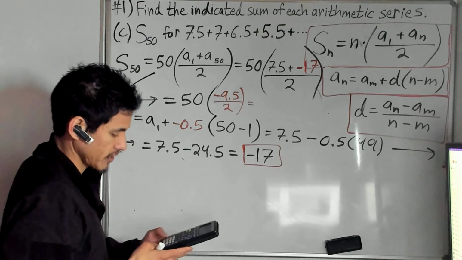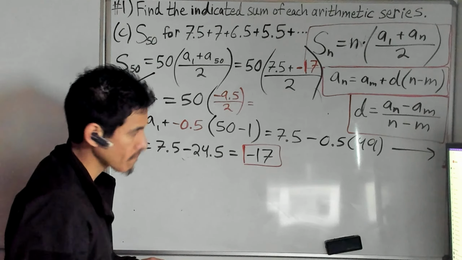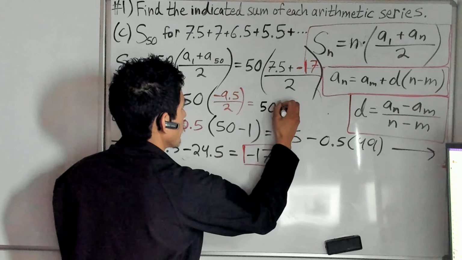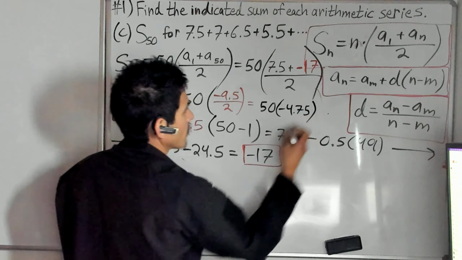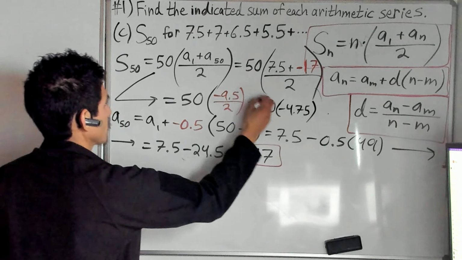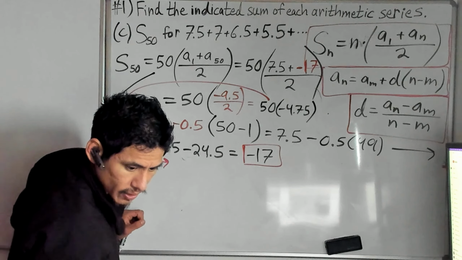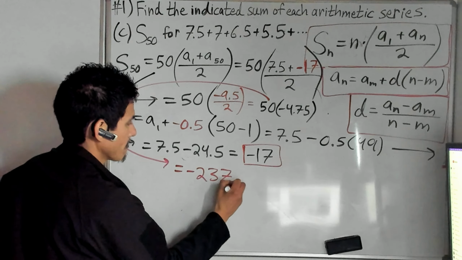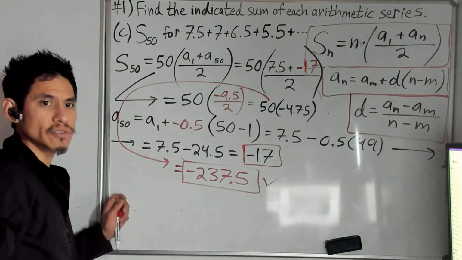So it'll just be 50 times negative 4.75. So close to fitting an L in there. That's all good. So we'll get then negative 237.5. That'll be your final answer.